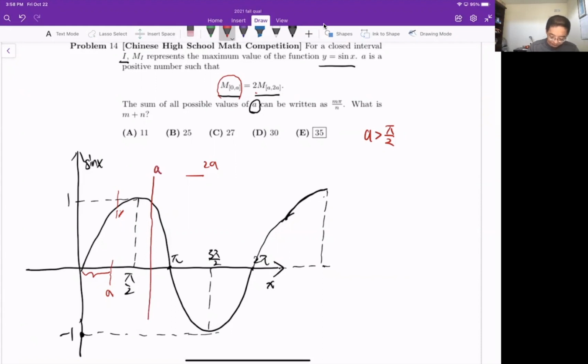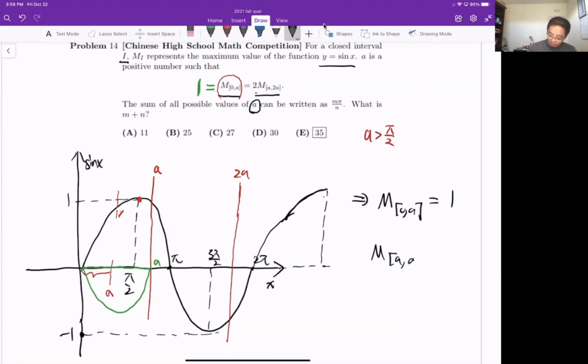So this is A, and then 2A will be somewhere like this. For example, let's say it's right here, so this is 2A. Now, if you look at the interval from 0 to A, the max value of this will just be 1, right? The max of this is 1 because it already passed pi over 2. This is pi over 2 here. So we get the max from 0 to A is 1, and the max from A to 2A has to be 1/2.